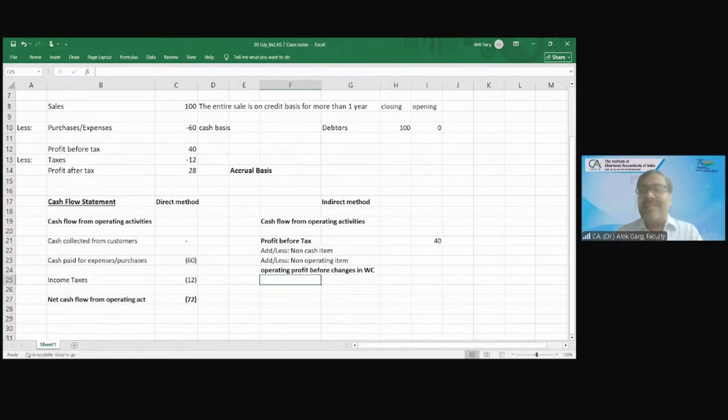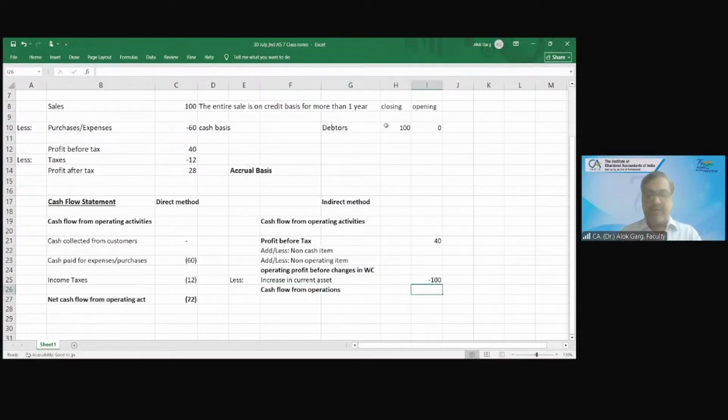Your debtors are increasing, which is an increase in current asset. What does an increase in current asset reflect? It reflects that you are not able to generate cash. It means the cash is not coming. So an increase in current asset is negative cash. Minus 100.